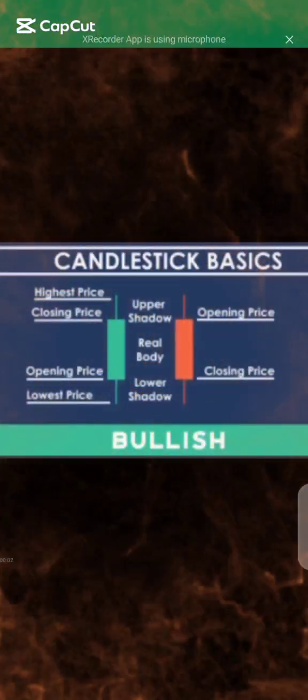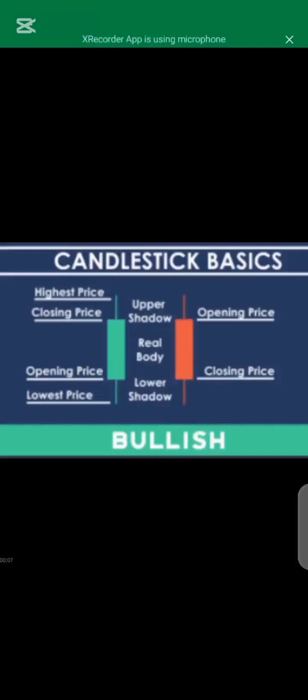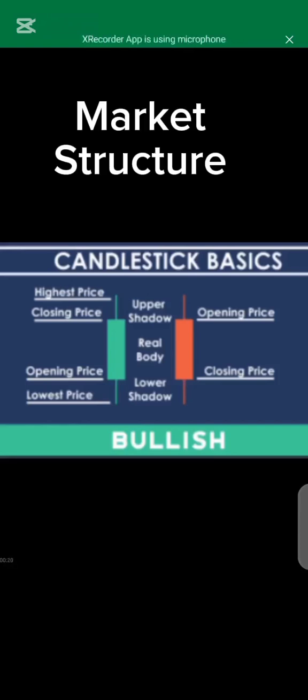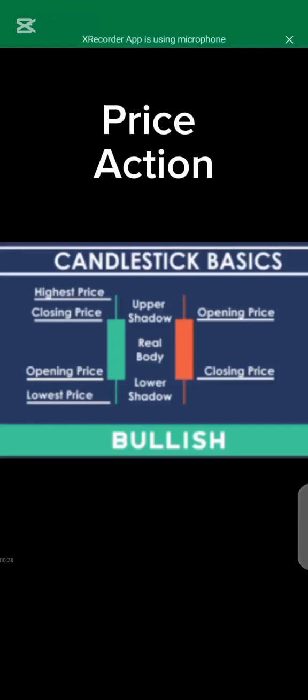Every candlestick you see on the chart is telling you a story, and mastering them lets you read the market like a book. When it comes to technical analysis, three of the most important things you should pay attention to, amongst others, are: number one, market structure; two, liquidity; three, price action. Now, candlestick is the language of price.